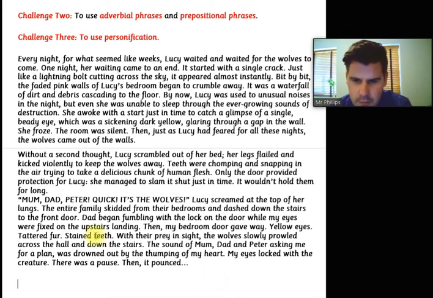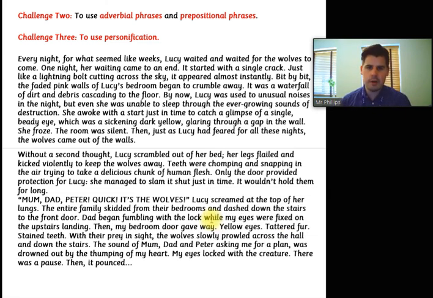Ooh, I don't like the repetition of door, so I'm just going to say the lock. Dashed down the stairs to the front door. Dad began fumbling with the lock while my eyes were fixed on the upstairs landing.